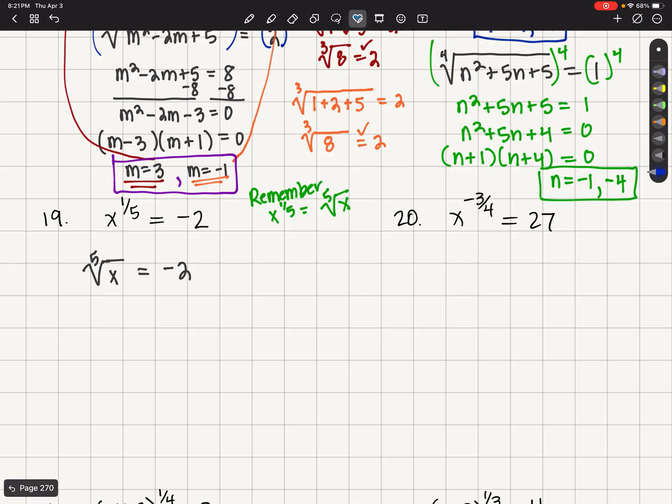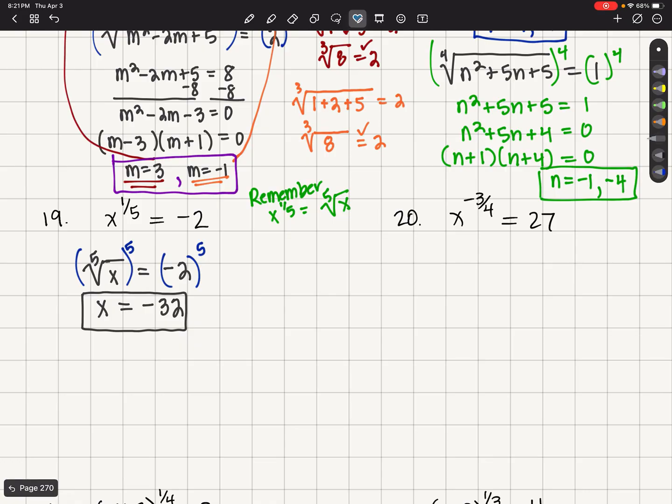And from there, we're going to raise both sides to the 5th power. That's going to give us x equals -32. A negative times itself 5 times is negative, and 2 to the 5th is 32. Now, because we had an odd index, we don't need to check our answer. It's going to work.